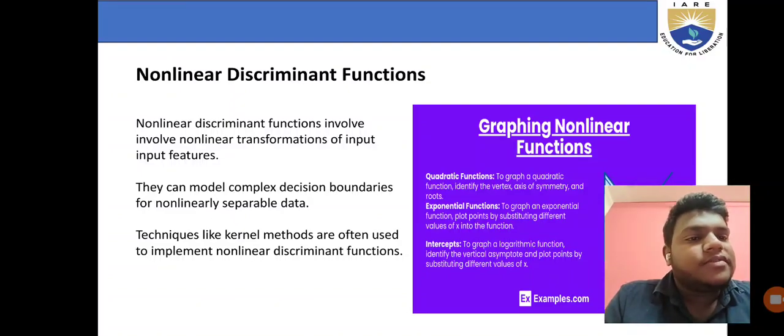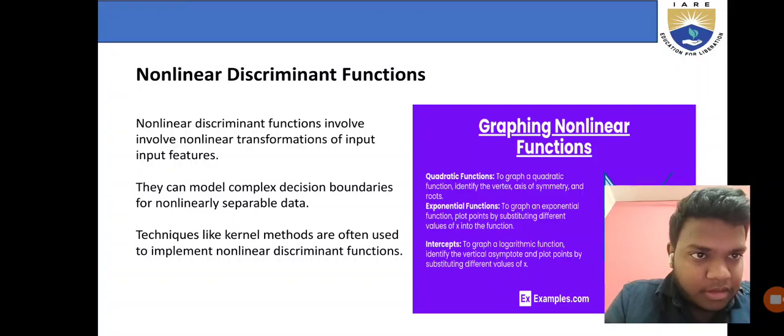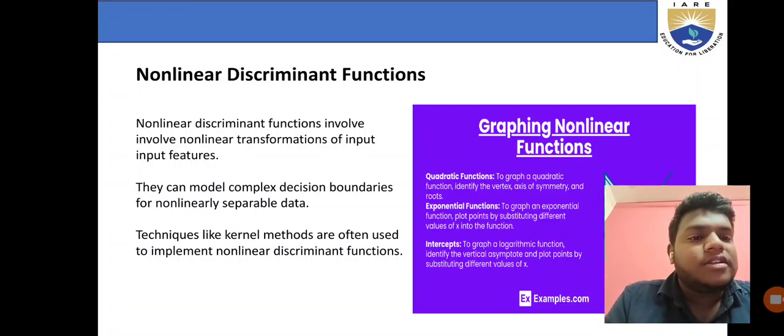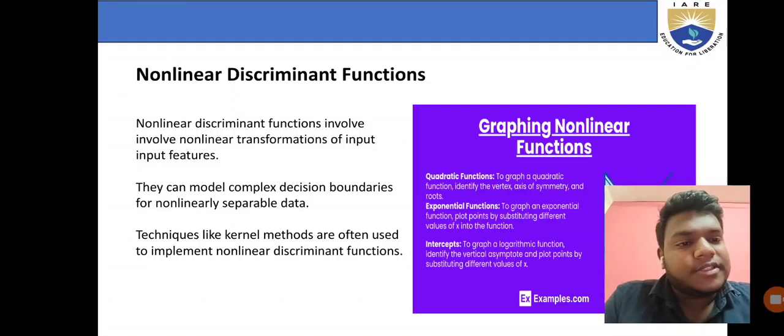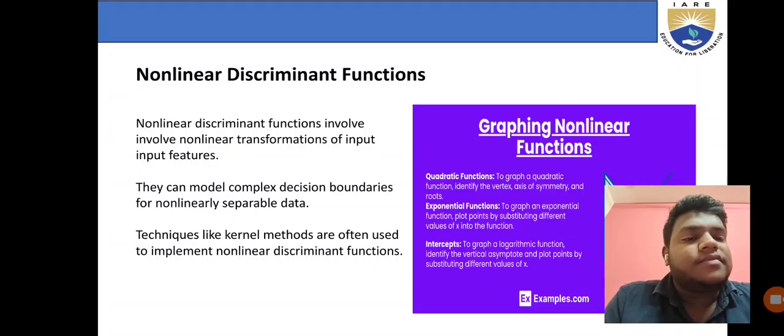Graphing nonlinear functions. To graph a quadratic function, identify the vertex, axis of symmetry and roots. Exponential functions: to graph an exponential function, plot points by substituting different values of x into the function. Intercepts: to graph a logarithmic function, identify the vertical asymptote and plot points by substituting different values of x.